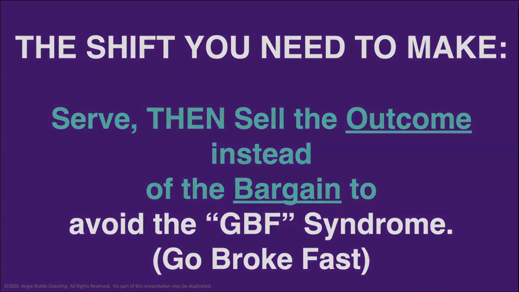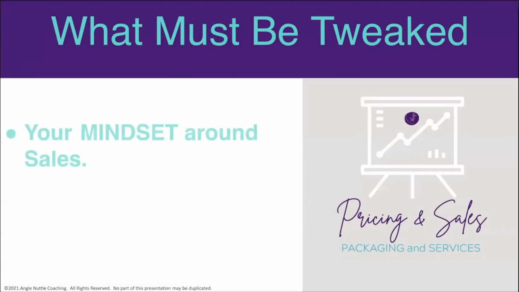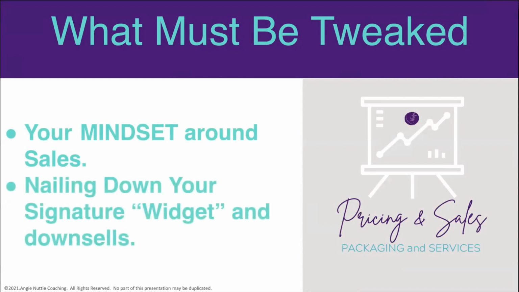All right. So here's what's got to be tweaked. Your mindset around sales. It's the mindset. That is the very first thing that we've got to conquer. And then nailing down your signature widget and downsell. I said widget because some of you are service-based, some of you are product-based, but it's your signature packages. If you're a coach, your signature offerings, maybe you're offering courses, maybe you're selling a certain product like Mary Kay, for example. This is even for multi-level marketers. You've got to nail down your signature widget and downsell.